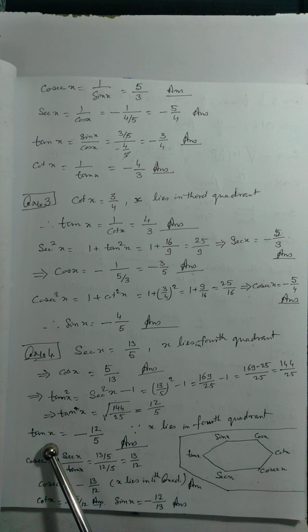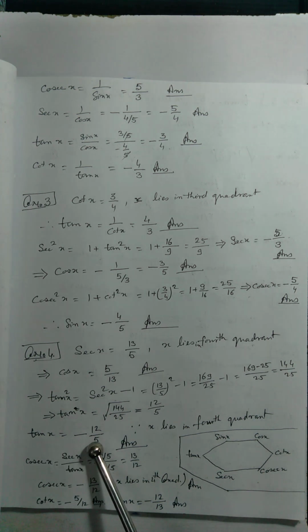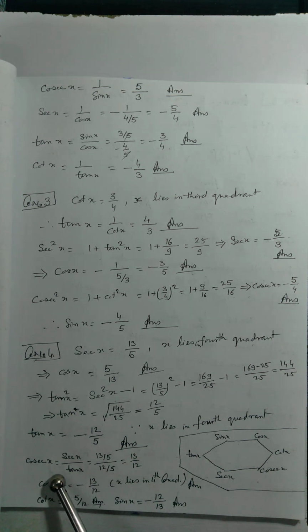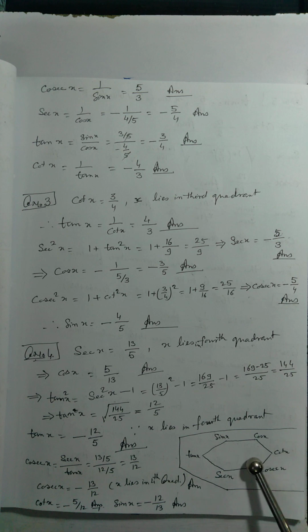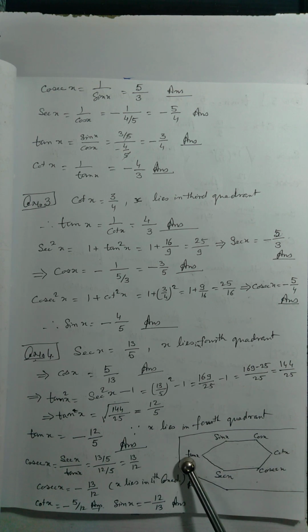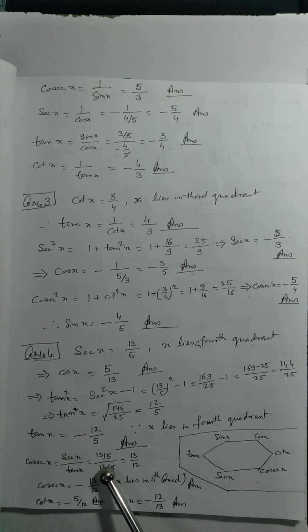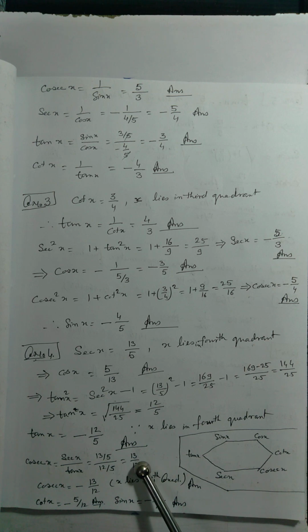But here the tangent x will be negative because x lies in the fourth quadrant. Cosecant x is, देखिए अब हेक्सागन में cosecant x is equal to sec x upon tangent x. So sec x is equal to 13 by 5. Tangent x is equal to 12 by 5. Solve किया, we will get 13 by 12.